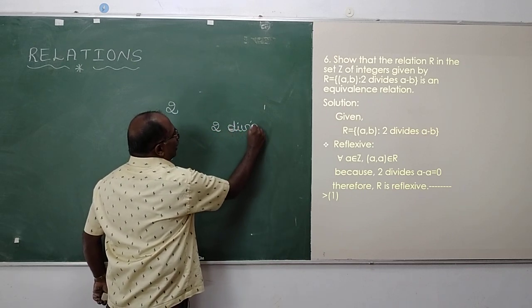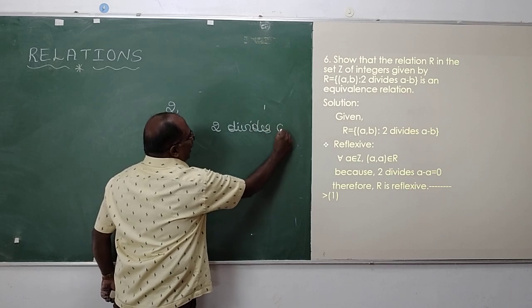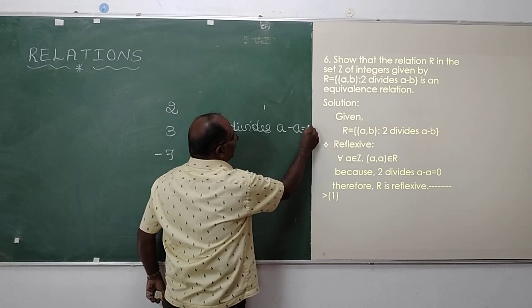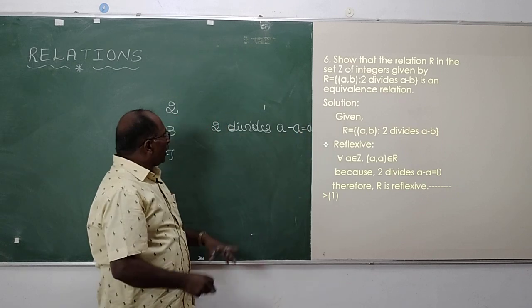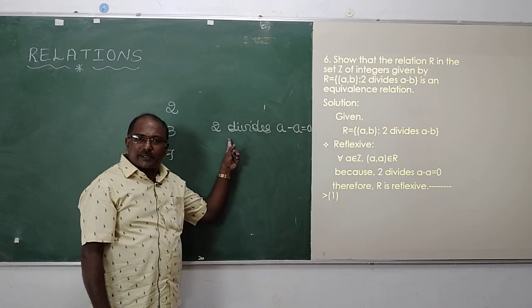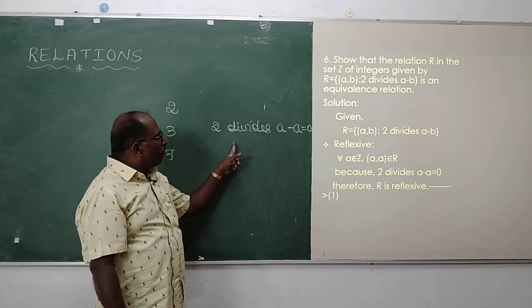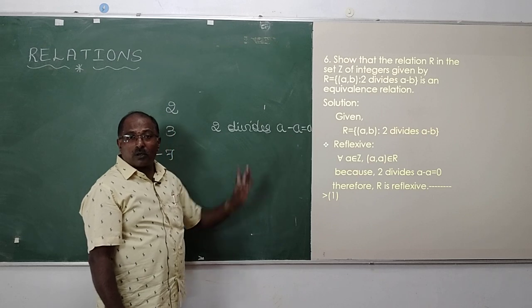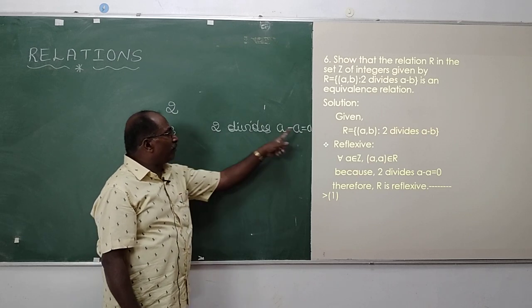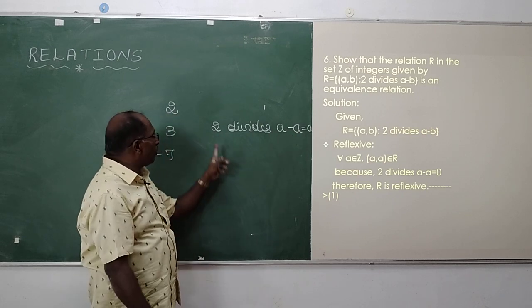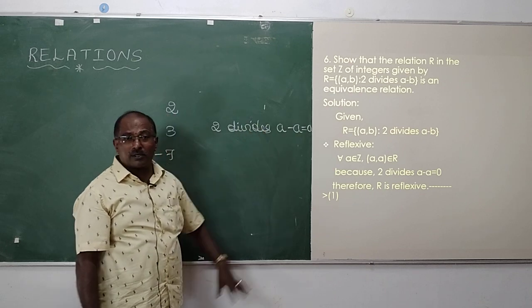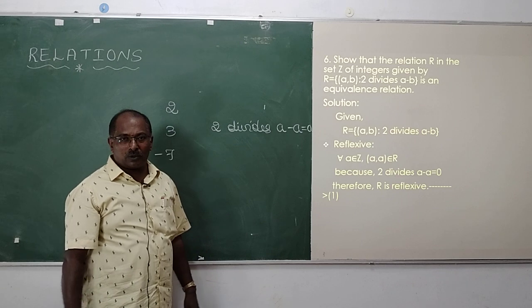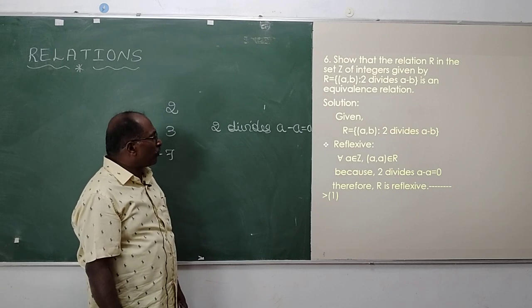2 divides a minus b. Here a is a, and b is a. a minus a is equal to 0. Students, we know that except 0, every real number divides 0. 2 divides 0 because 0 by 2 is 0. 3 divides 0 because 0 by 3 is 0. Minus 5 divides 0 because 0 by minus 5 is 0. But 0 does not divide 0; it is in indeterminate form.